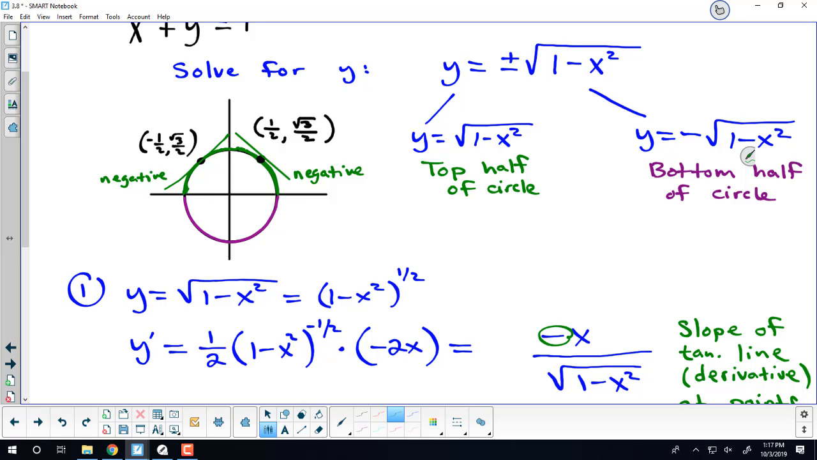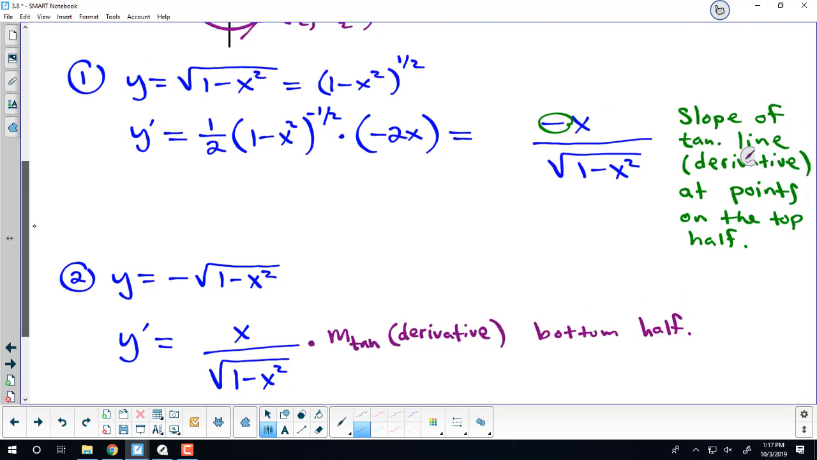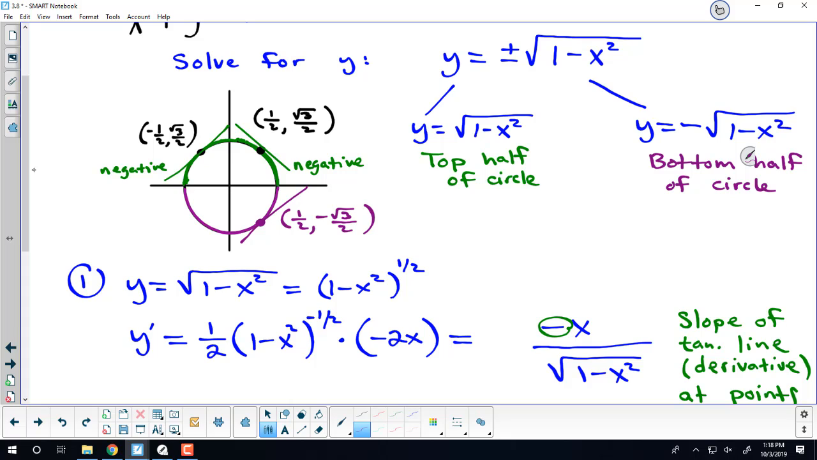Same thing with the derivative for the bottom half of the circle. It's positive x over the square root, so we can reason the same way. If I plug in a point here, like 1/2 comma negative root 3 over 2, the slope of that tangent line is positive. I'm plugging a positive x into this equation, so it's positive x over something that's positive, which gives us a positive slope. In that way, it seems to be fitting with what we're looking at visually.